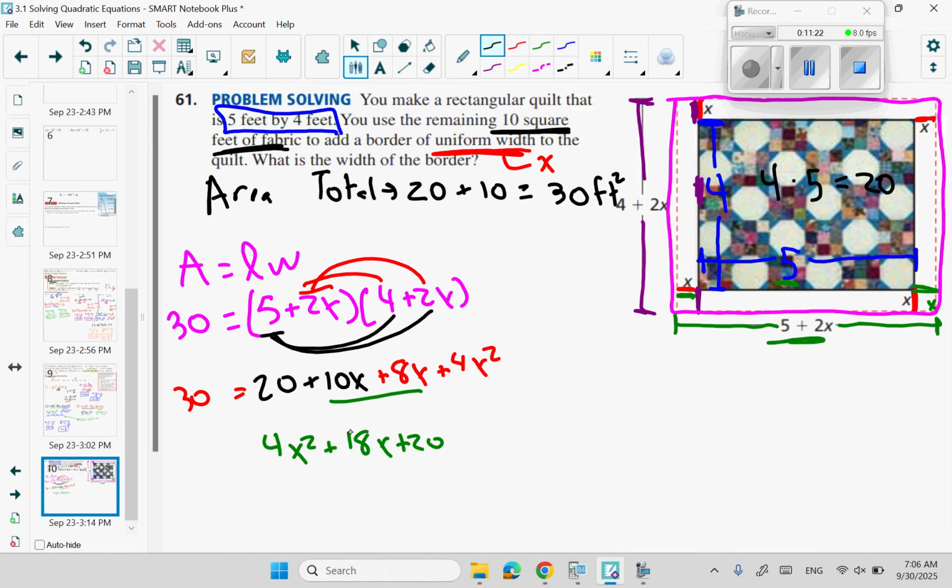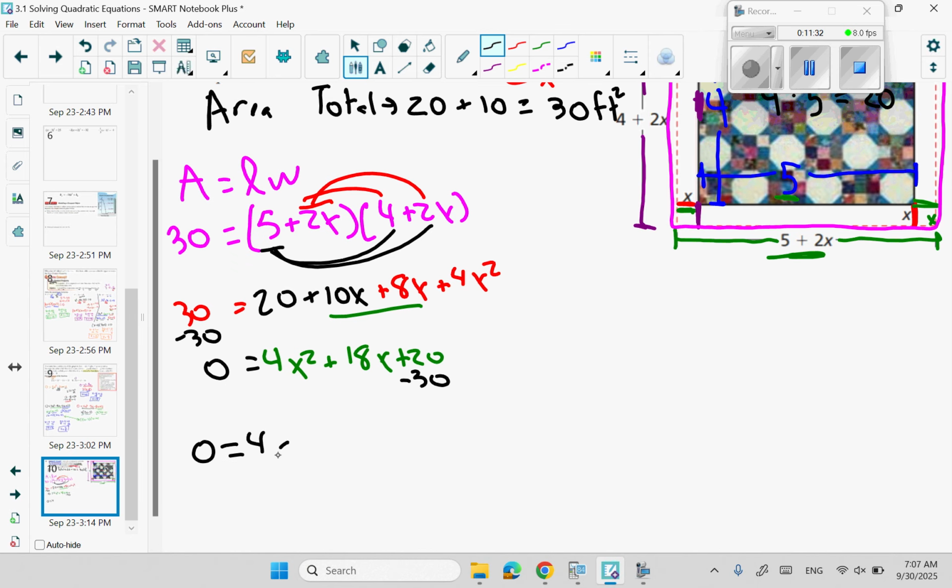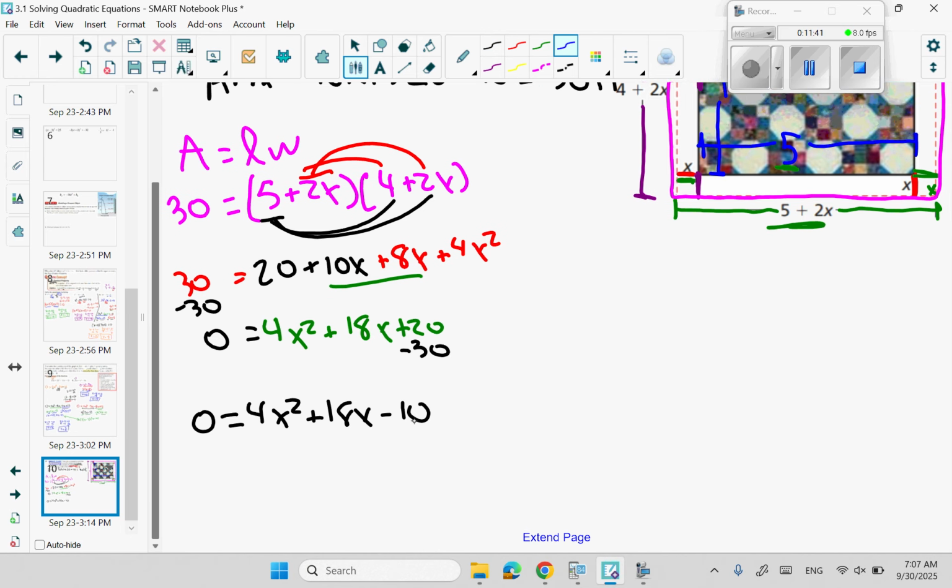However, we're probably going to have to solve this, which means I need one side equal to 0. So I'm going to subtract 30 from both sides. So we get 0 equals 4x squared plus 18x minus 10. We can divide everything by 2. 2x squared plus 9x minus 5. But my a term is still not 1, so I'm going to do a times c. So 2 times negative 5 is negative 10.